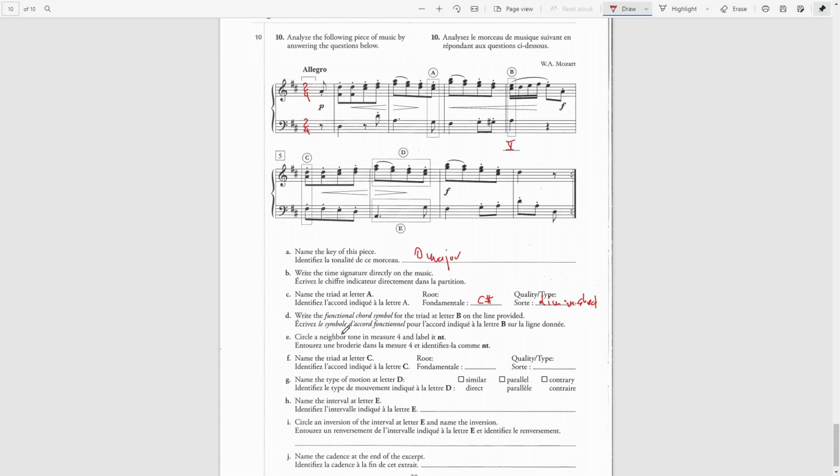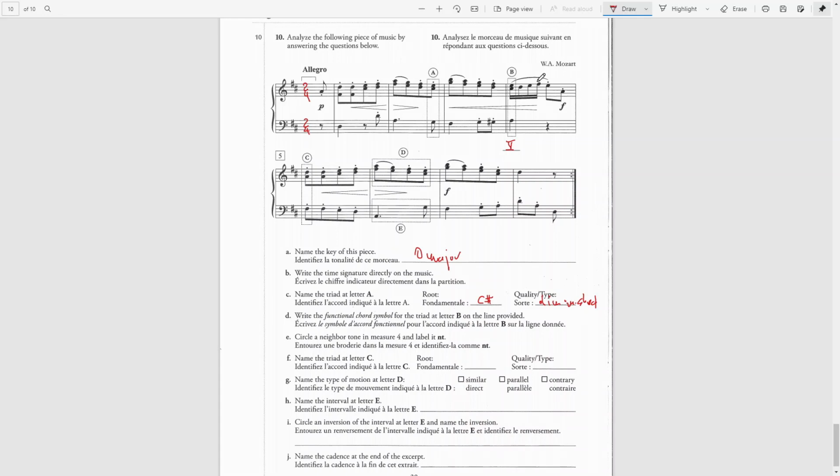Then we have to circle a neighbor tone in the measure 4 and label it NT. And measure 4 will be the fourth full measure, so this is just a pickup bar. This will be measure 1, 2, 3, and 4. Here we have chord tones on the first part, then this is a non-chord note, that's a chord note, just like this one. That's a non-chord note, a chord note, and chord note. So the only non-chord notes are the D note and the F sharp note.